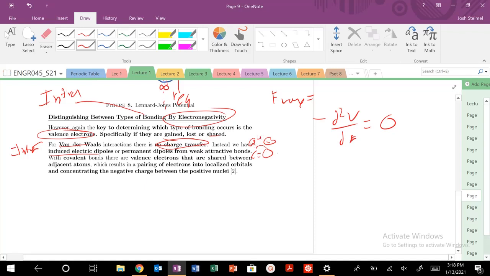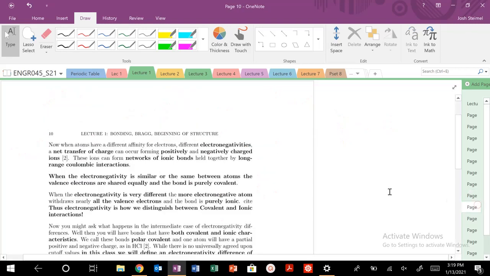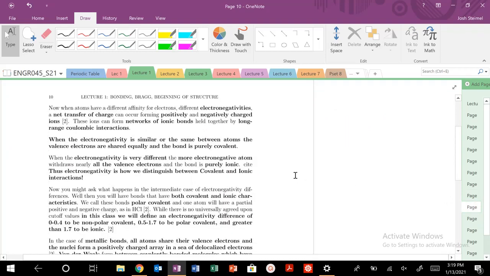Again, for covalent bonds here, you have valence electrons that are shared between adjacent atoms, and a pairing of electrons. So one covalent interaction you might have seen before is this one for polyethylene. So this C-C bond is covalent. So is C-H as well. But anyways, exactly, the pairing of those electrons in between the valence electron shells.